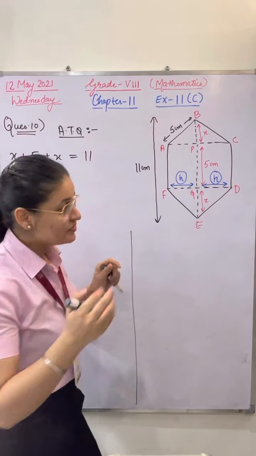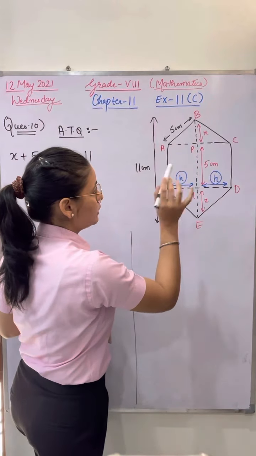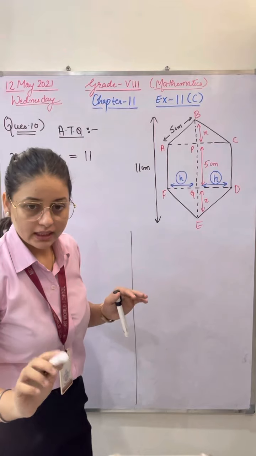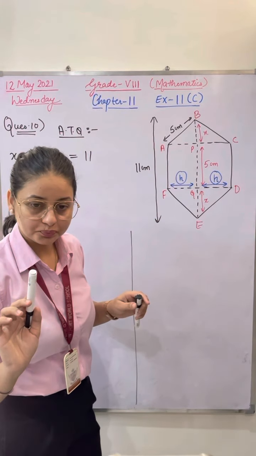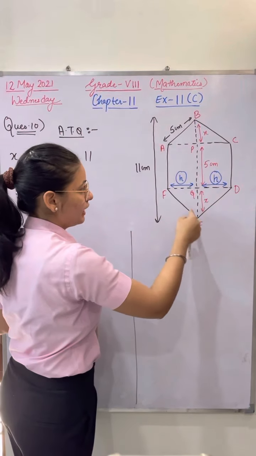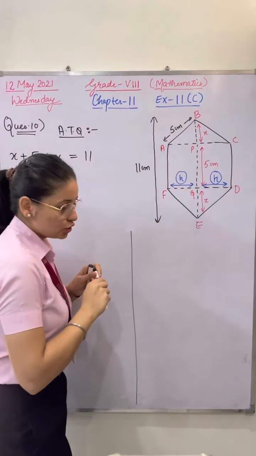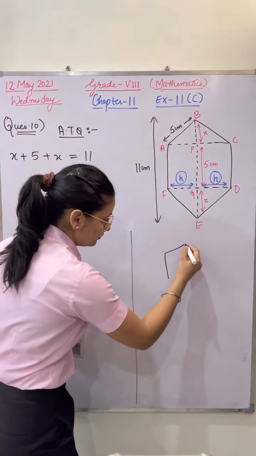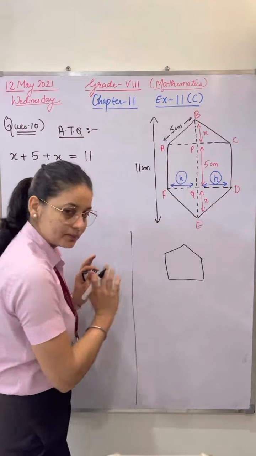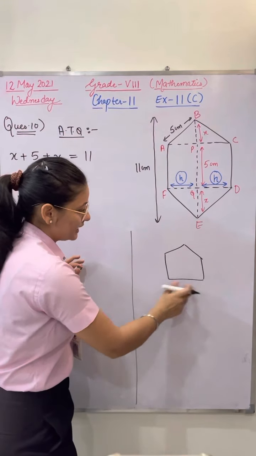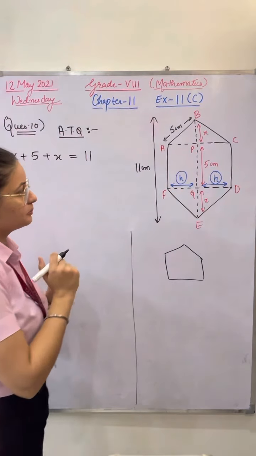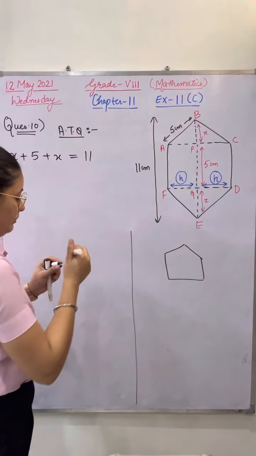One more thing. If this is given 5 centimeter, it means all the sides are of 5 centimeter. Okay, that should be understood by you. Suppose you have a pentagon. Again a pentagon has same sides, so if one side is given, all sides will be same. Similarly in the hexagon, all sides are of 5 centimeter. The complete height is given 11 centimeter.